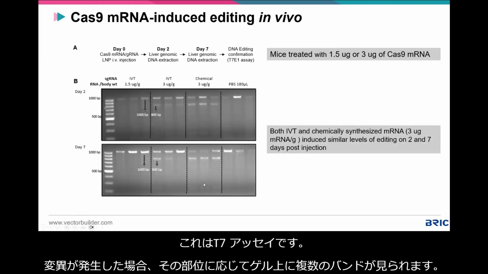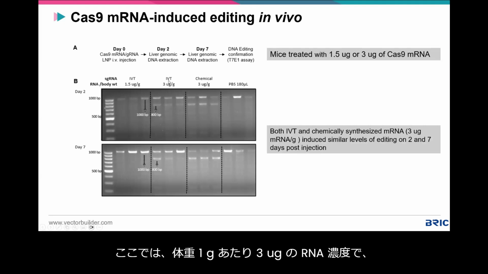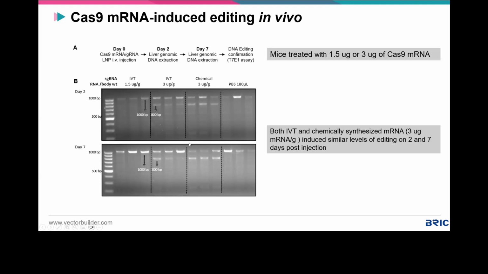What you see here is a T7 assay. What it is essentially showing us is that if there was a mutation that happened, then you will see multiple bands on the gel, depending on where the site of the mutation is. If mutation did not happen, then you will see one single band around 1,000 base pairs. So you can see here both in vitro transcribed and chemically synthesized mRNA for Cas9 at a 3 microgram RNA per gram of body weight concentration was able to successfully introduce mutations in vivo in mice.